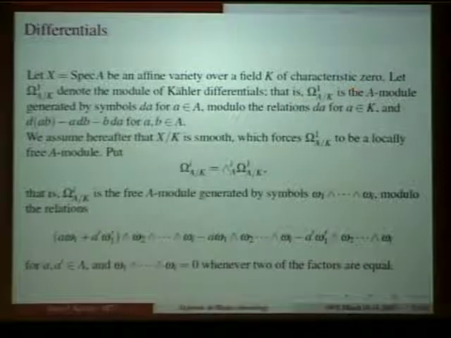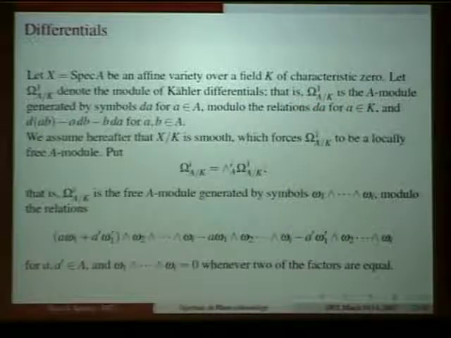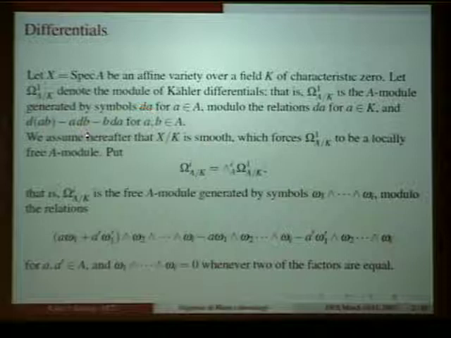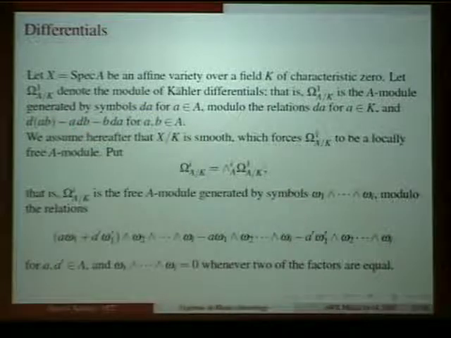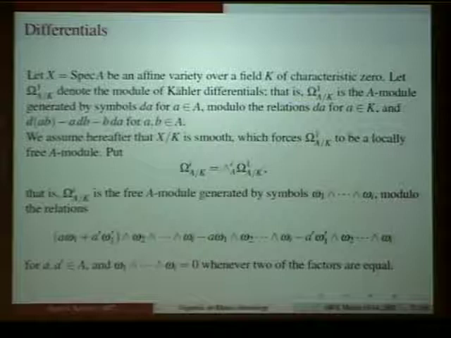Omega 1 is the A-module generated by symbols dA, where A is an element of the ring. You want relations that kill off the differential of a scalar, because you want to think of working over the base field, and so you don't want to be able to differentiate in the base field. And you want the Leibniz rule to be obeyed, so d of a product should be A dB plus B dA. That's the module of differentials. That's always a finitely generated module over A, if A is finitely generated over K.